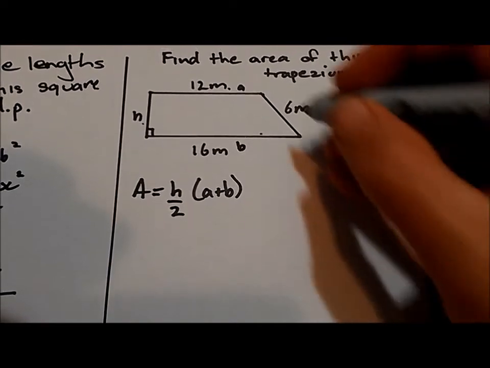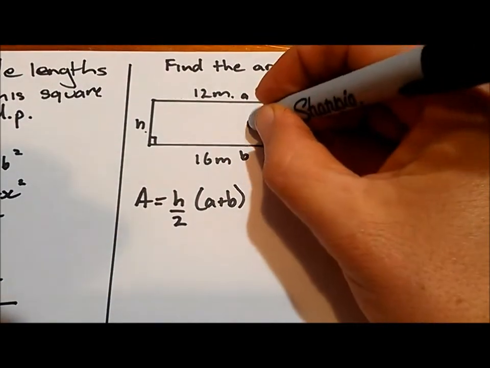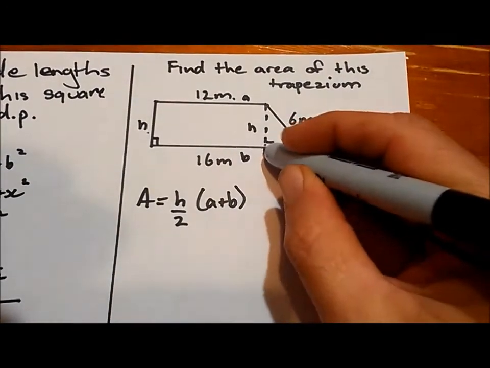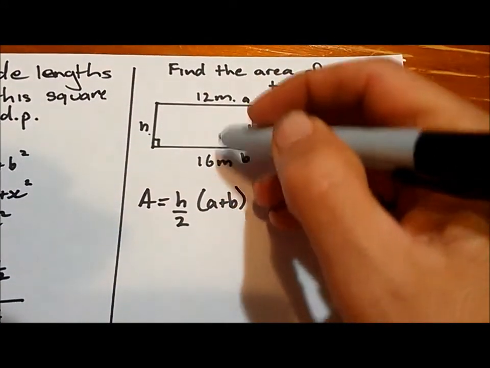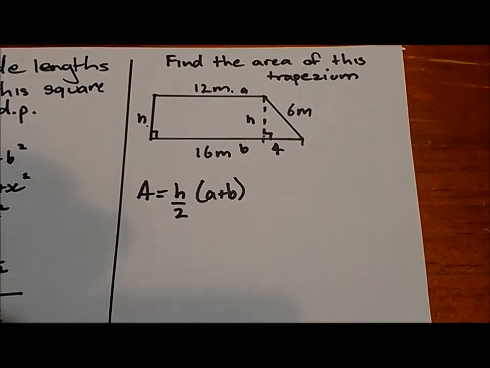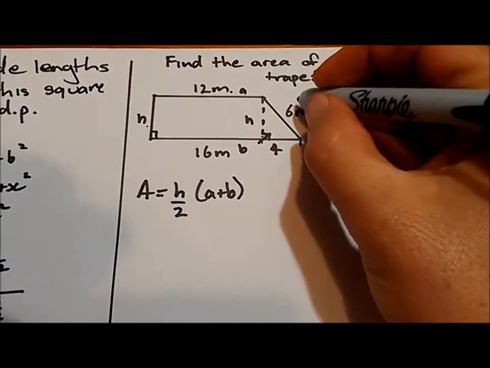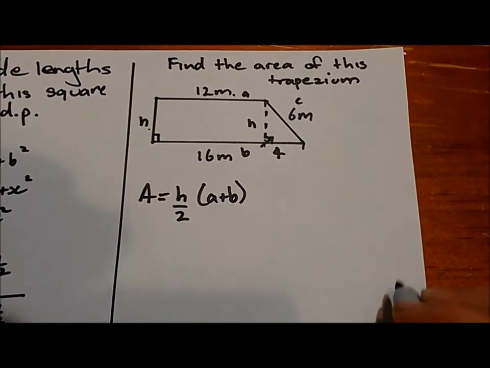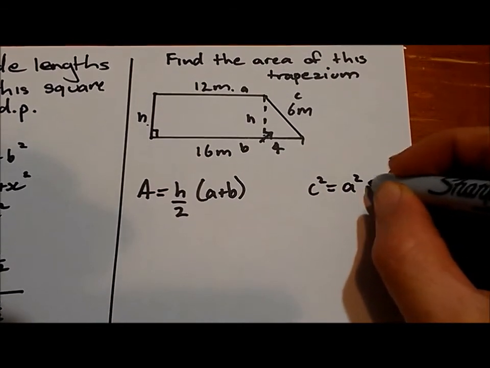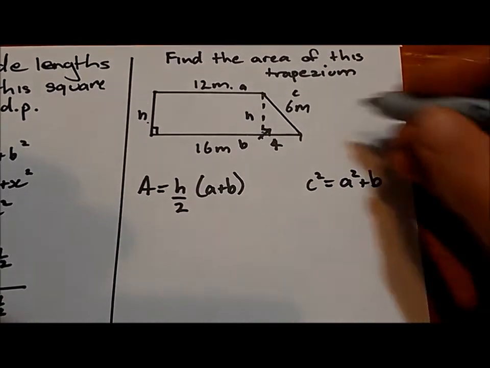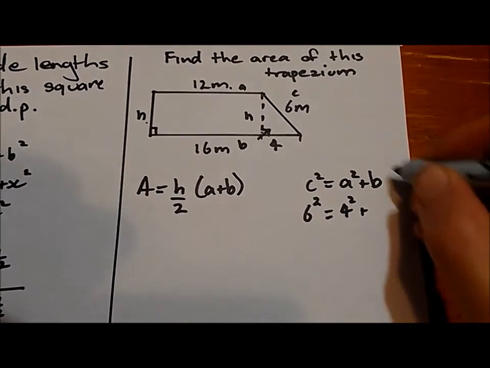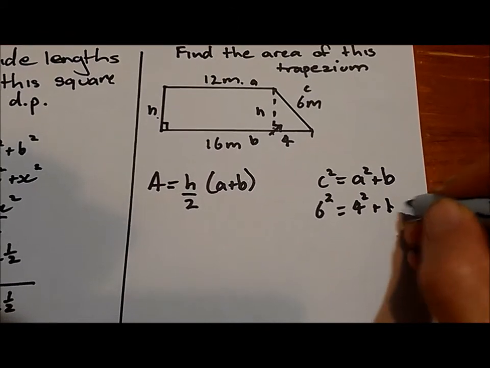And I can see that over here, by putting my h over here, I form a right-angled triangle. The length of this side must be the difference between these two. 16 take away 12 is 4, so that'll be 4 metres. And then again, my right-angled triangle points this towards my hypotenuse. So I can go ahead now and calculate h. I can say c squared is equal to a squared plus b squared. I can sub in what I know. So 6 for c, 4 squared, plus the other one is going to be h squared.